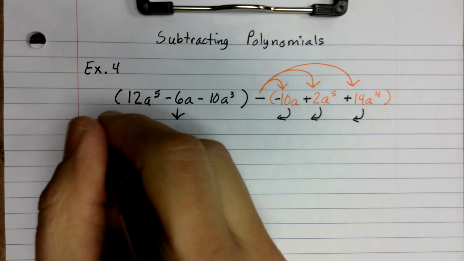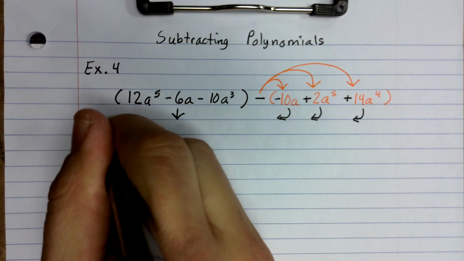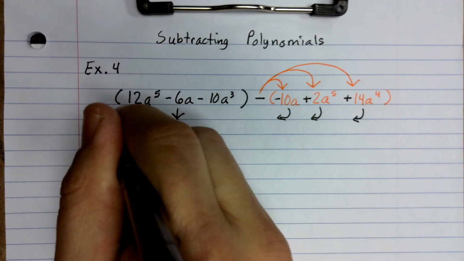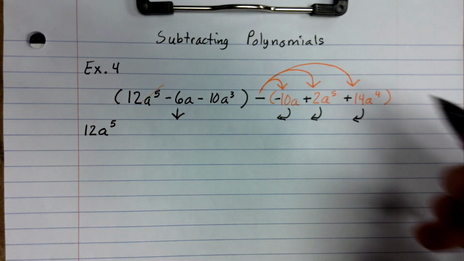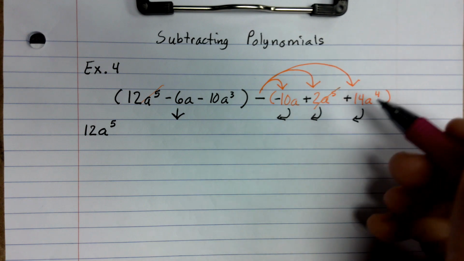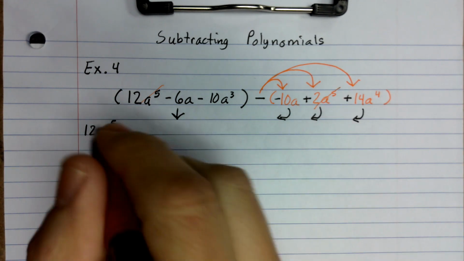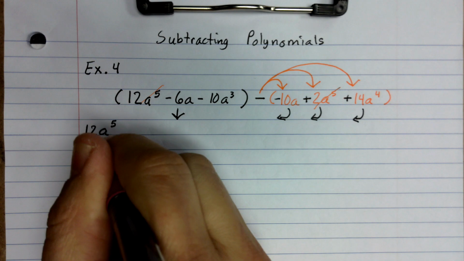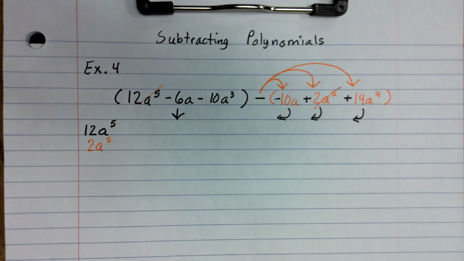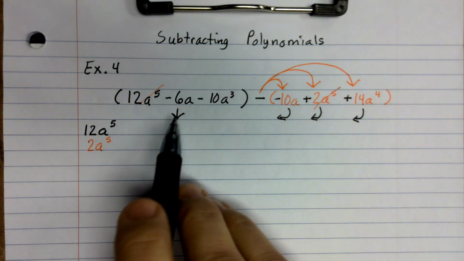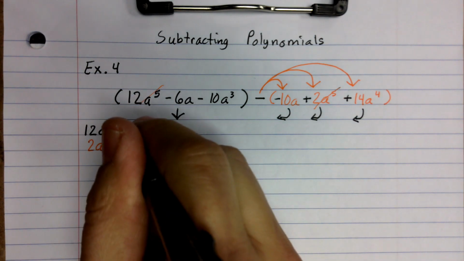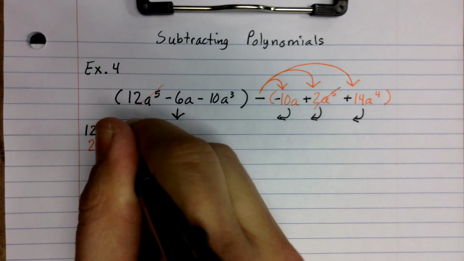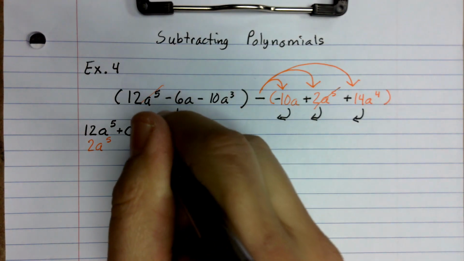So 12a to the power of 5. And then I'm going to go over here till we have a power of 5. I'm just going to cross them out as I write them so we can mark them off. I got 2a to the power of 5, so it's a positive 2a to the power of 5. And then notice I don't have a power of 4 here. I got a power of 3 and a power of 1. So I'm going to put a placeholder: plus 0a to the power of 4.